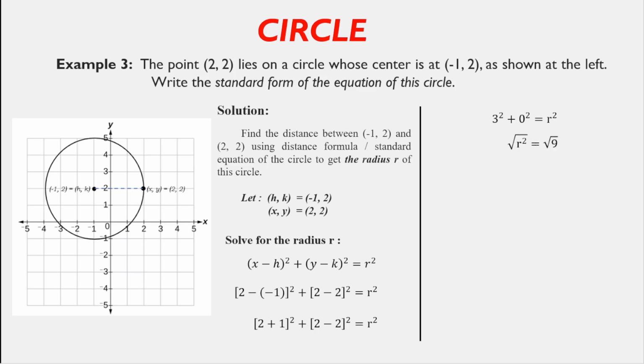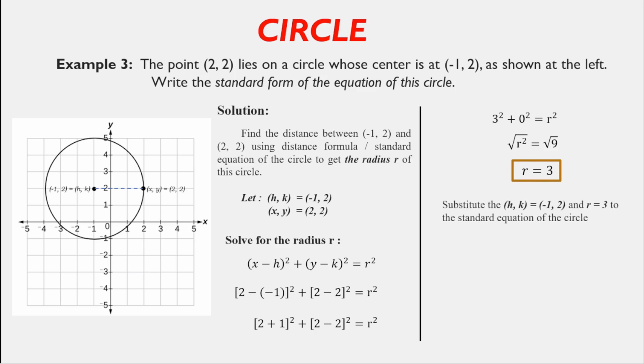As we simplify further, r squared is equal to 9. But we have to omit the square of the radius by extracting the square root of both sides. So we now have r is equal to 3. Remember that the radius is always positive. Though if we get the square root of 9, that is positive or negative 3. But since we're talking about radius, we're going to disregard the negative 3. So we get positive 3 for our radius. So our r is 3.